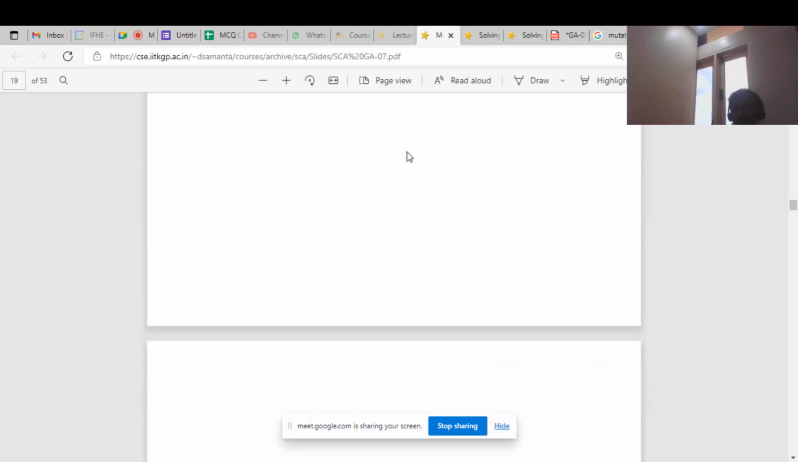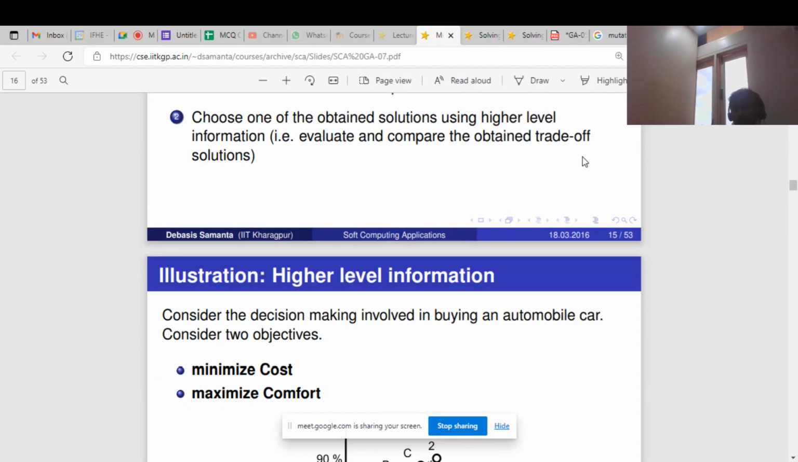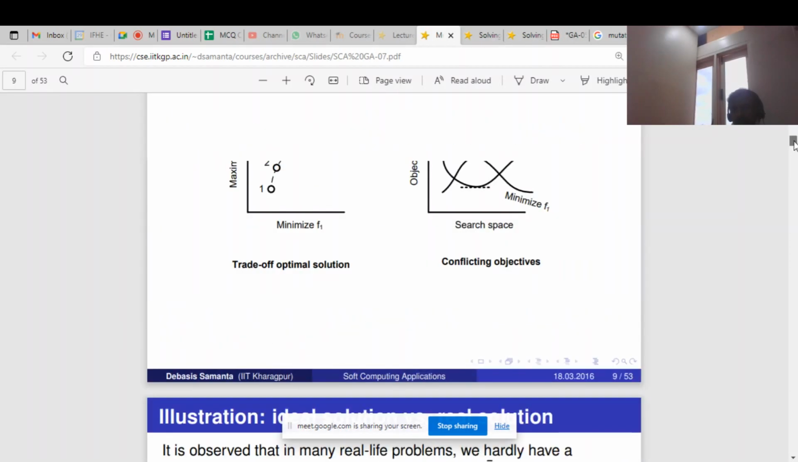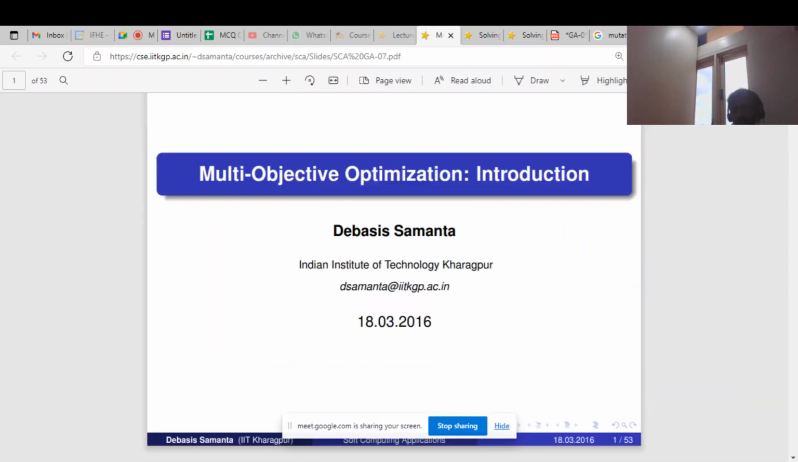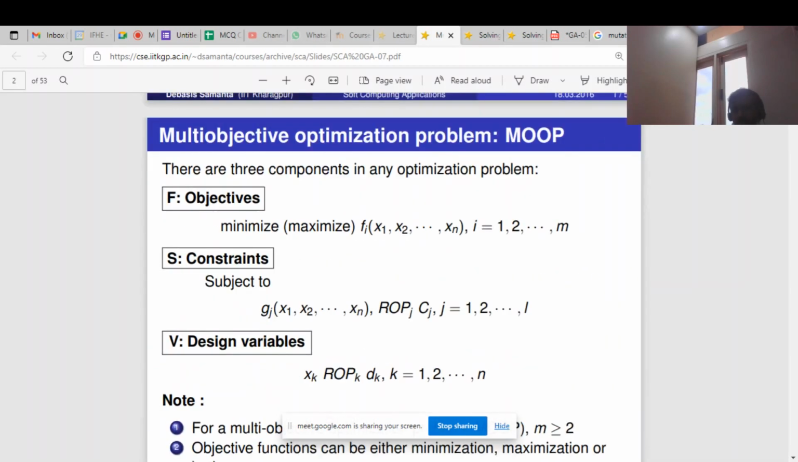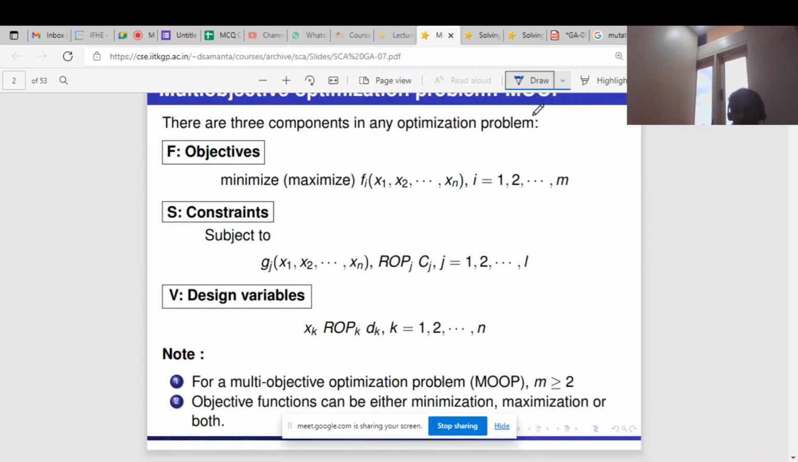So this topic is also a continuation of GA, but in GA we have finished all the operations. Now we'll be moving on to the next topic, which is called MOOP. Actually, it is a quite lengthy topic. We'll be discussing this for a few more lectures.